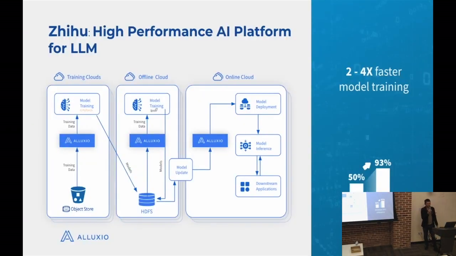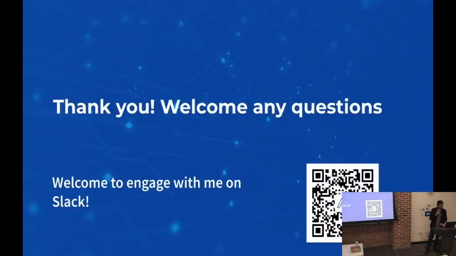Here's another case study from Zhihu. They are doing very similar things. They put Alluxio in each data center. Each data center has its own Alluxio. They may have different setups. They improved their GPU utilization from 50% to 93%. Why is it always 93%? It looks like a fake number, but it's just something like this.